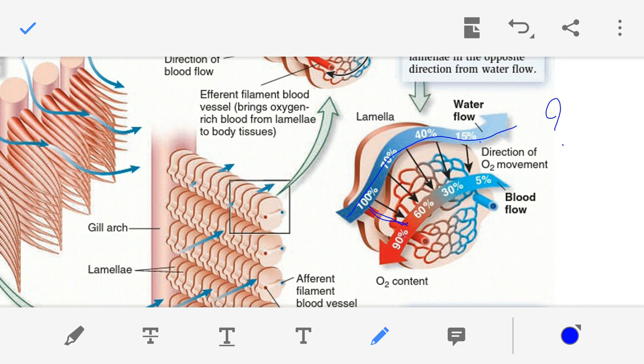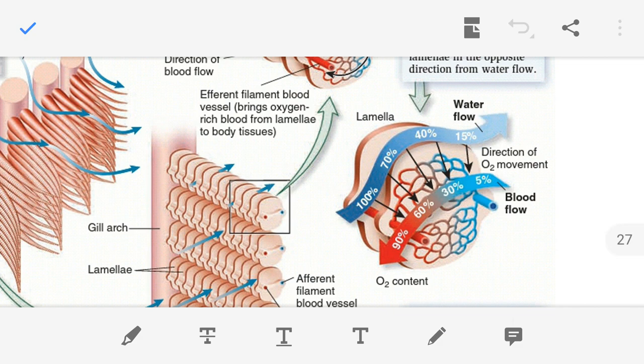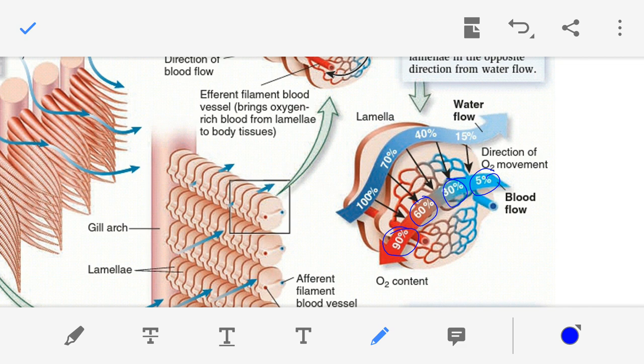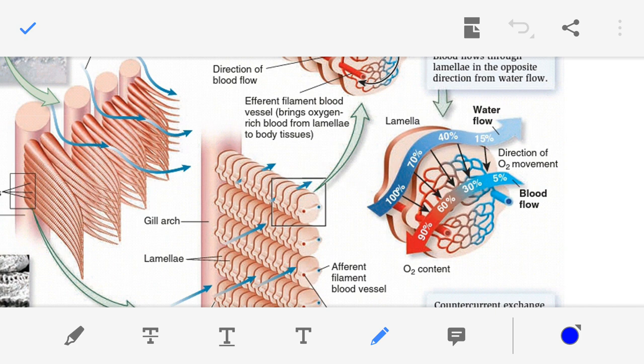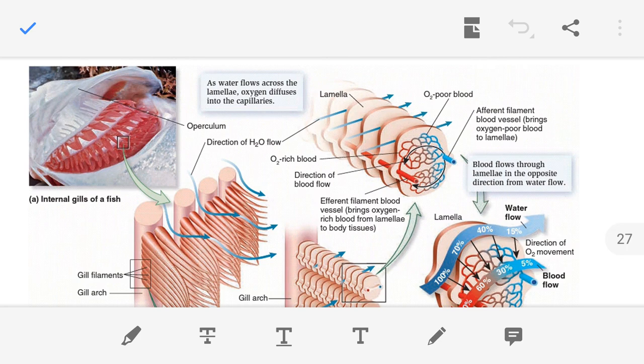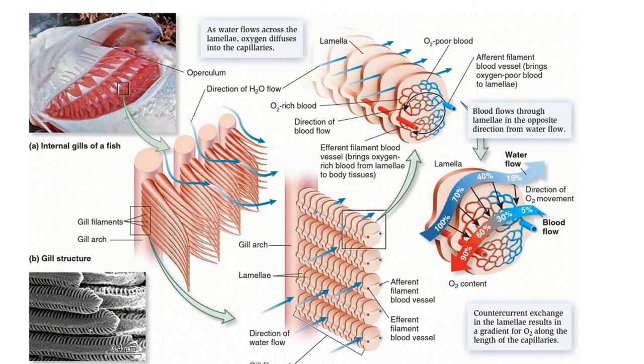Now, initially, the capillary blood, we know, has a deficiency of oxygen. That's why over here 5% is written, because the capillary blood has a very, very low concentration of oxygen. But as the water is flowing and the oxygen from the water is entering into the capillaries, gradually in the capillary blood the concentration of oxygen is increasing. That's why these percentages are increasing. That means the oxygen concentration is increasing in the capillary blood. So this entire mechanism is the countercurrent exchange mechanism. This entire figure is very, very important for you, so go through this figure very carefully.